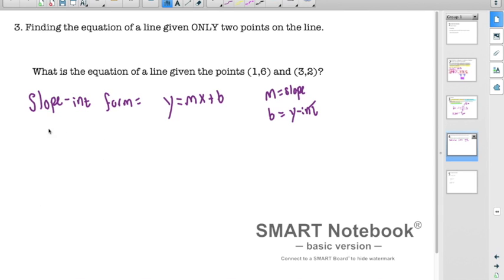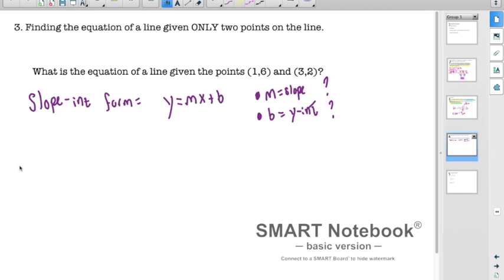Right? And this is the form that we typically use in order to get the equation of a line. But the only issue is it doesn't give us the slope, and it doesn't give us the y-intercept. We're missing both of those. It only gives us (1, 6) and (3, 2). So there's a few things we need to figure out. We've got to figure out what the slope is and what the y-intercept is.